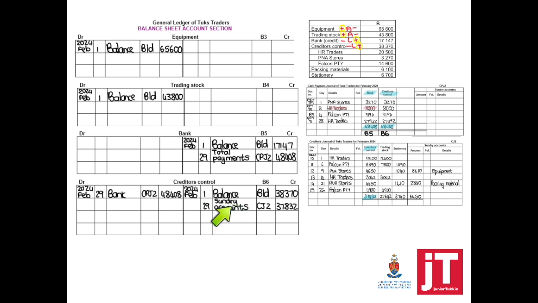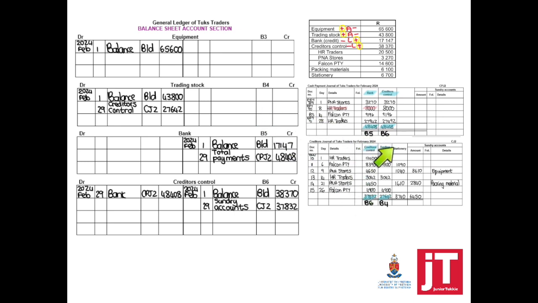My details, sundry accounts. And the reason for this, we purchase trading stock, stationery, equipment and packing material. There's a number of items which we have purchased, and that's why we're writing down sundry accounts. The rest is going to be debited. That means trading stock, our assets will increase on the debit side. From the creditors journal, our details is creditors control. Indicate that you've taken this to account number B4.